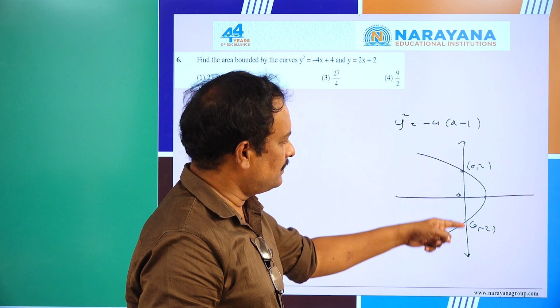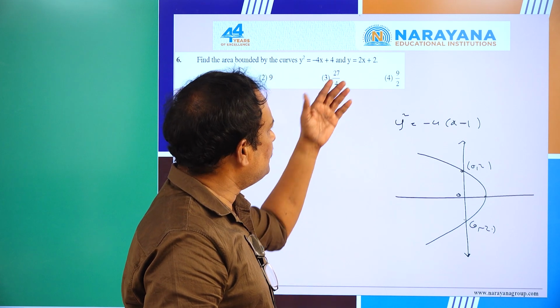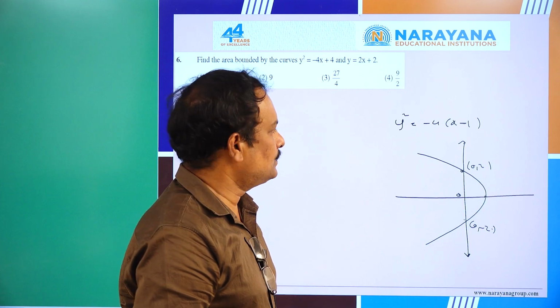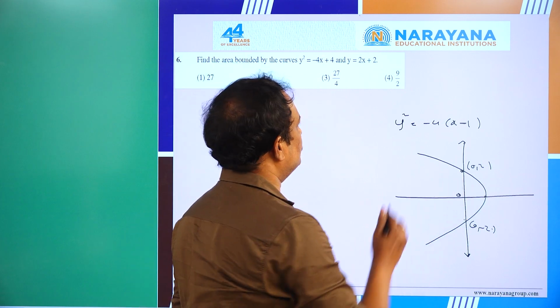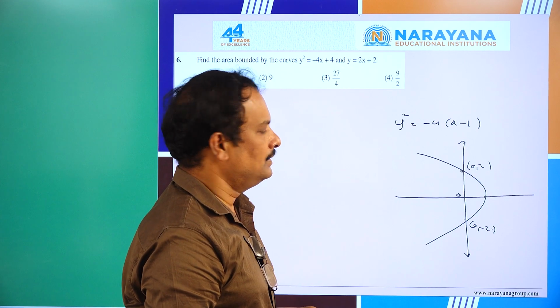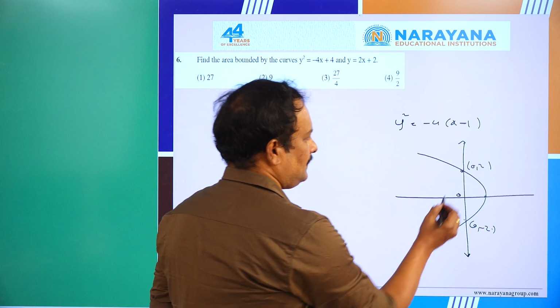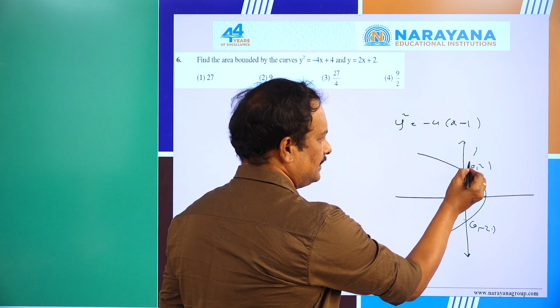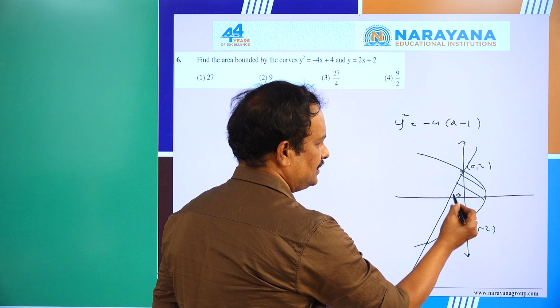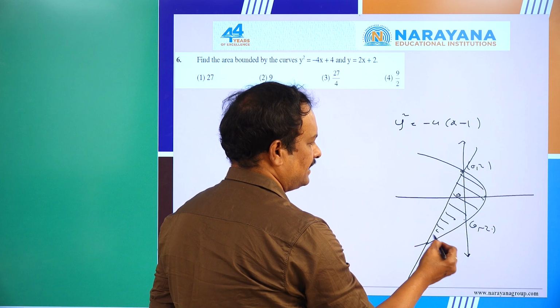So those are the points (0, 2) and (0, -2). At what point is this line intersecting the y axis? When you put x = 0, y is equal to what? 2 only. Means the same point (0, 2). What about the next one? When you put y = 0, x is equal to -1. So it is going to intersect this one in this manner. So the required area is the area bounded by these two, and this is a possible diagram.